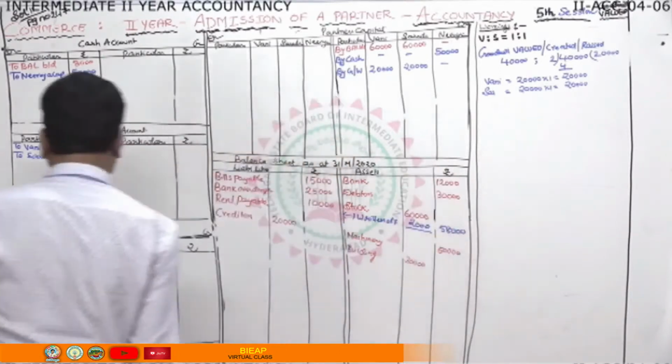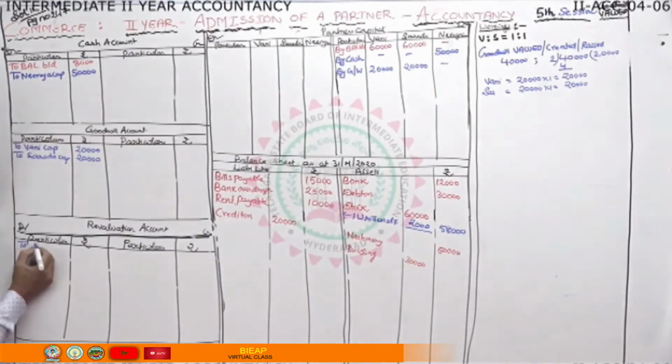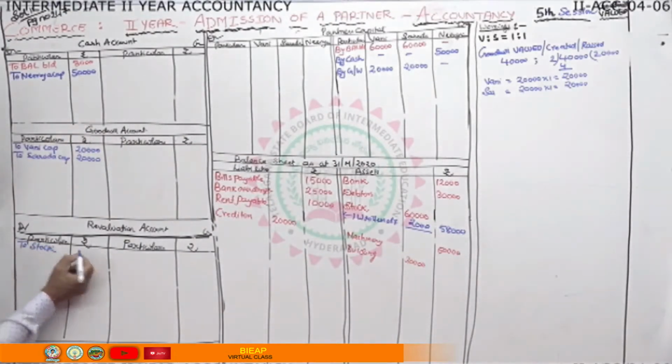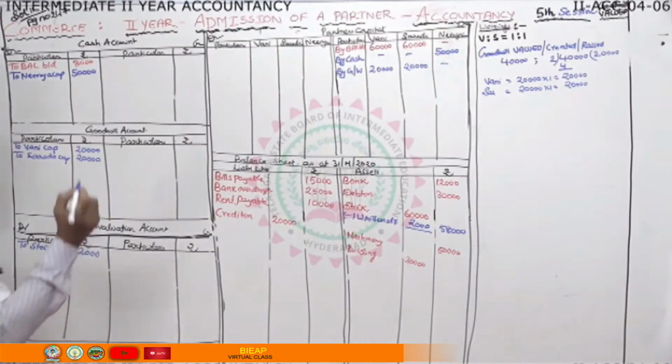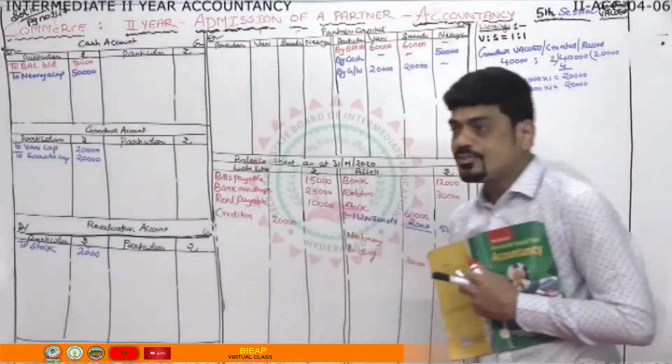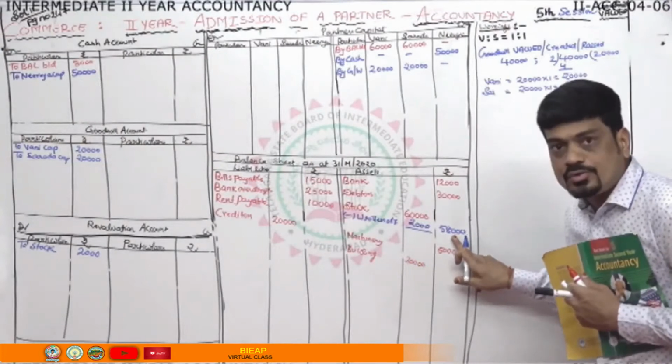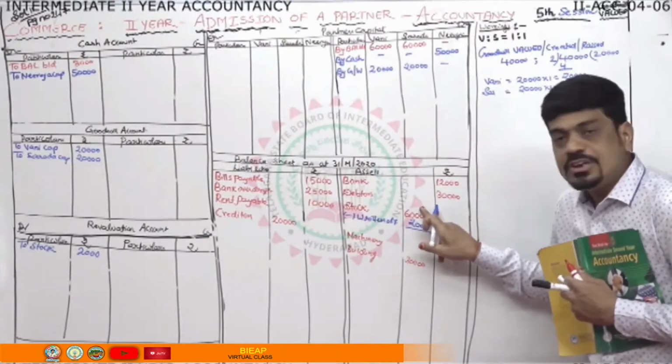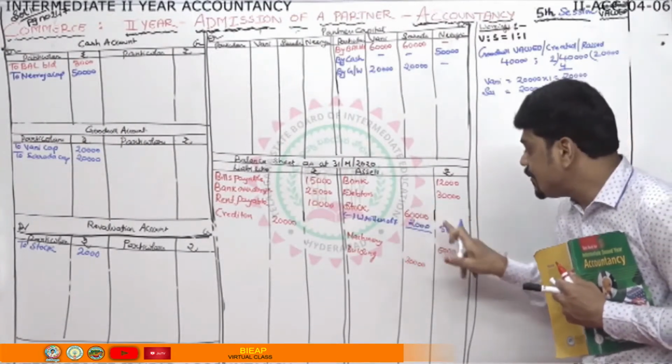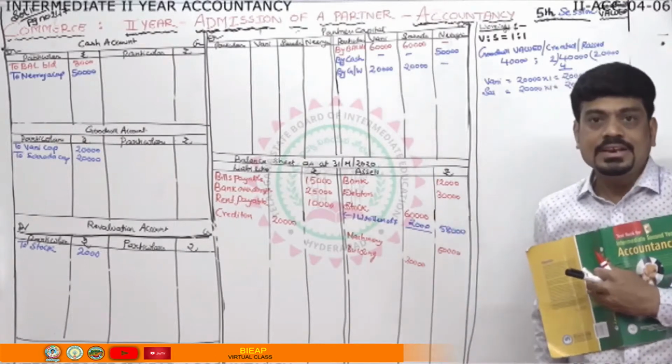Since 2,000 has decreased, 58,000. Now this 2,000 will be going to revaluation account, to stock, 2,000. Hope you all have understood. They gave you 58,000 new value. Balance sheet value was 60. So 60 minus 58, 2,000 decreased.